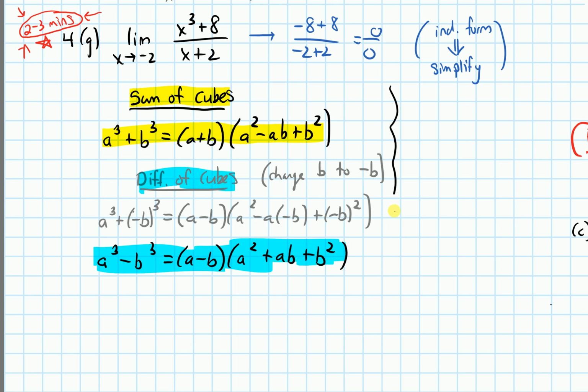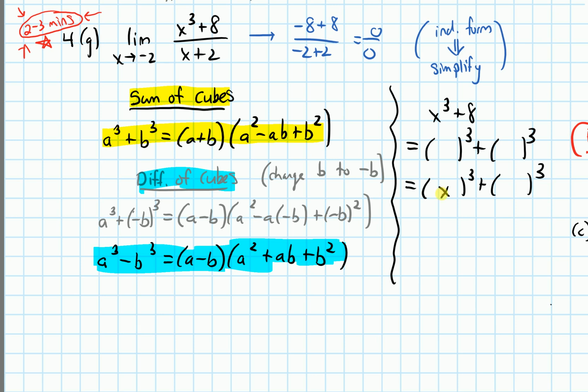So I kind of tipped my hand a little bit and said we want to use sum of cubes for the numerator, x cubed plus 8. To do sum of cubes, I want to be able to write this as something cubed plus something cubed. So what goes in these parentheses? What cubed ends up being x to the third? Well, it's x. X being cubed ends up being x to the third power. That one wasn't too bad. And then what cubed is 8? That's 2. 2 cubed is 8.